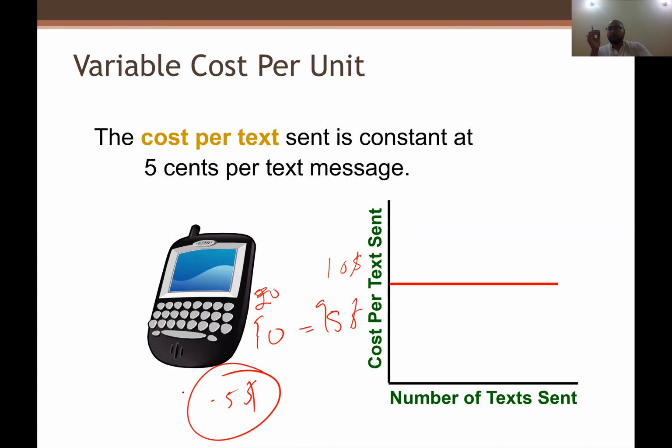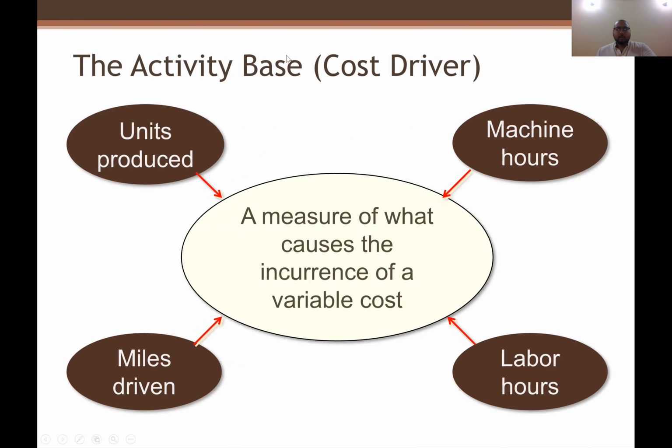So the behavior of variable cost is that in total, it behaves on a variable basis. If quantity increases, the total variable cost increases. If quantity decreases, the total variable cost also decreases. But on a per unit basis, the variable cost is constant or stays the same. Okay, we'll talk about it later.